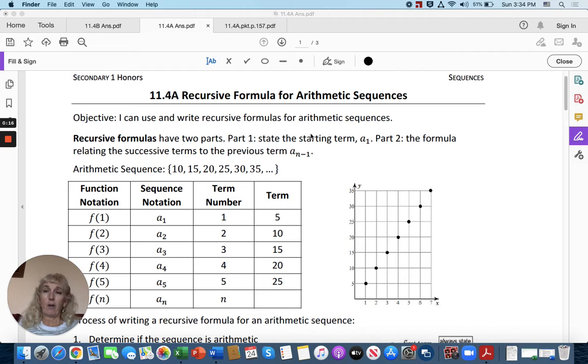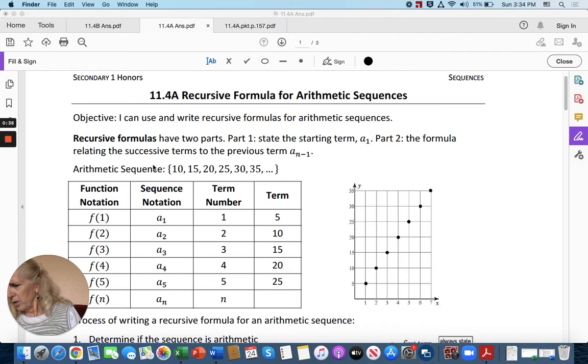For recursive formulas, they have two parts. Part 1 is to state the starting term, a sub 1. Part 2 is the formula relating the successive terms to the previous term, a sub n minus 1. So you have this arithmetic sequence right here.